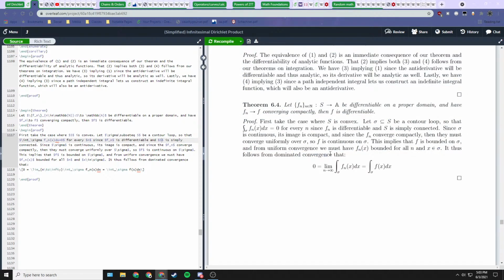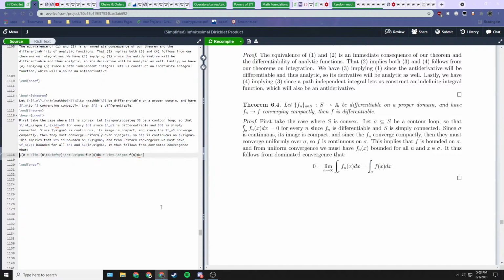So it follows from dominated convergence that we can rearrange this. We can say this integral is this limit, which is 0. So the integral of f is the limit of the integrals of f sub n, and each one of those is just 0, so it's 0. And since sigma was an arbitrary loop over S, it follows that f is differentiable.